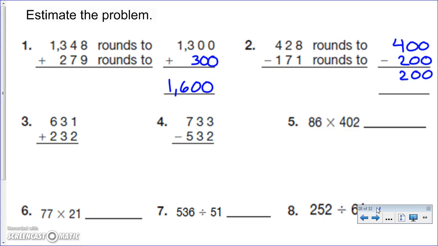For number 3, there's 2 different ways you can do this. You could round this to hundreds, or you could round it to tens. Both of them you're able to do mentally. So number 3, we could round to 630. Plus 232, which could also round to 230. And then we can add them together. Or you can round to 600 plus 200 and get 800.